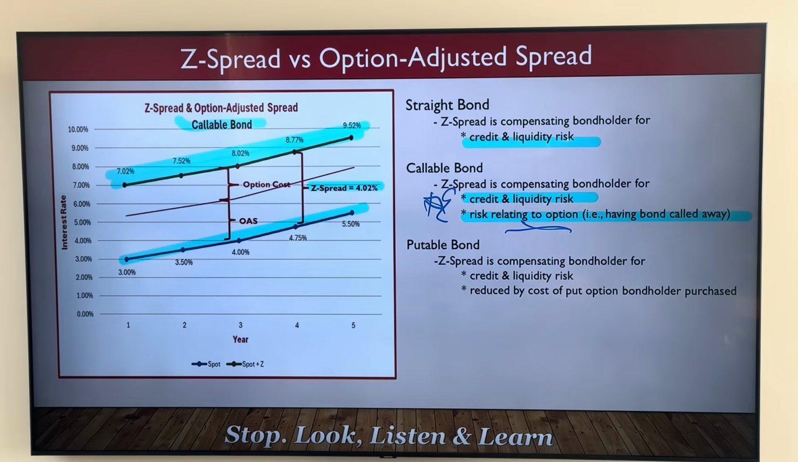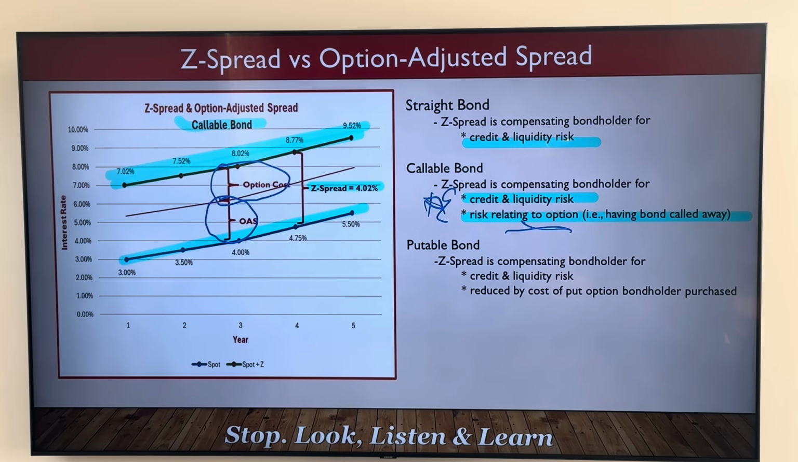So we'll break the Z spread up into two pieces. A portion of the Z spread would be to compensate me, the bondholder, for the risk that it assumes with respect to the option that's embedded in the bond. And then the other part of the Z spread is going to be to compensate the bondholder for the credit and liquidity risk, right?